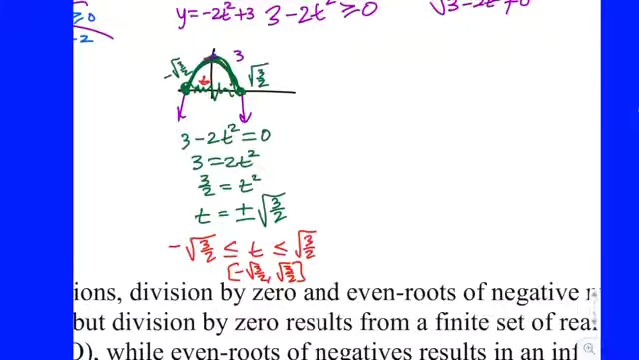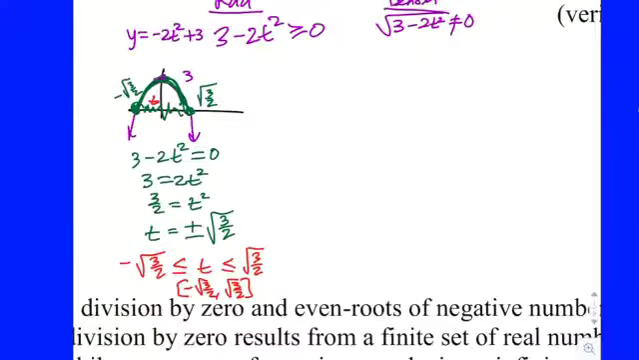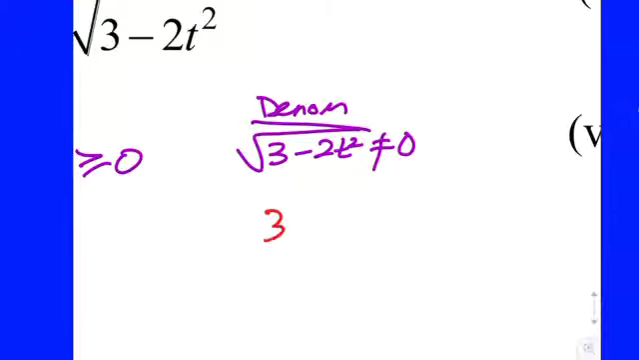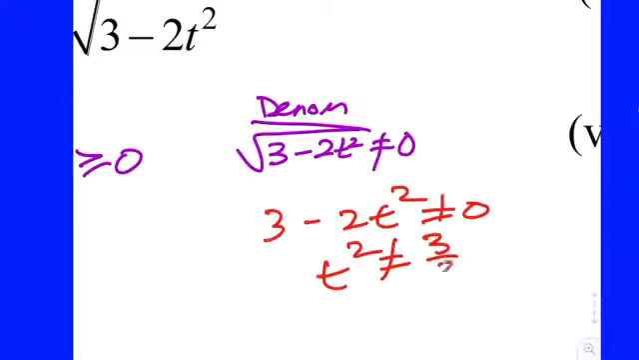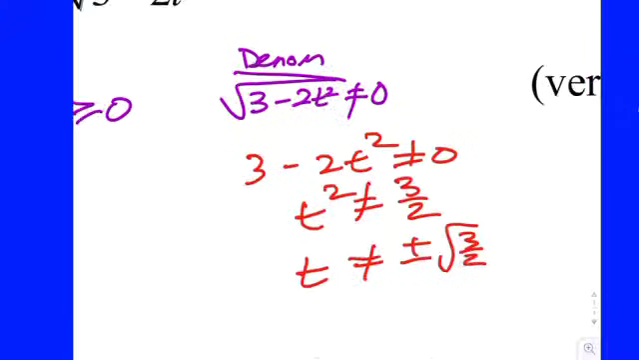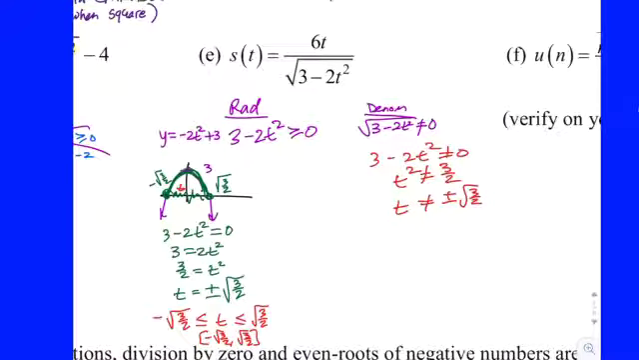We still have to consider division by 0, right? Which we've had a problem like this before. If we just square both sides now, and then isolate it, we get t squared cannot equal 3 halves. When we take the square root, we get t cannot equal plus or minus the square root of 3 halves. So when your entire denominator is just the radical, it's going to come down to you can't use those numbers.